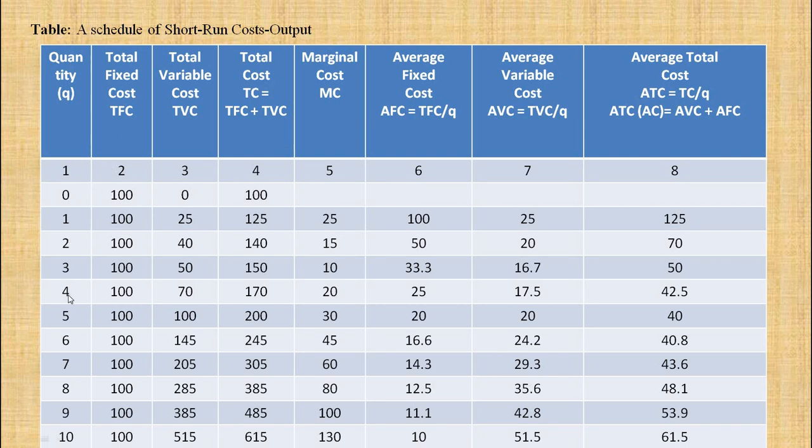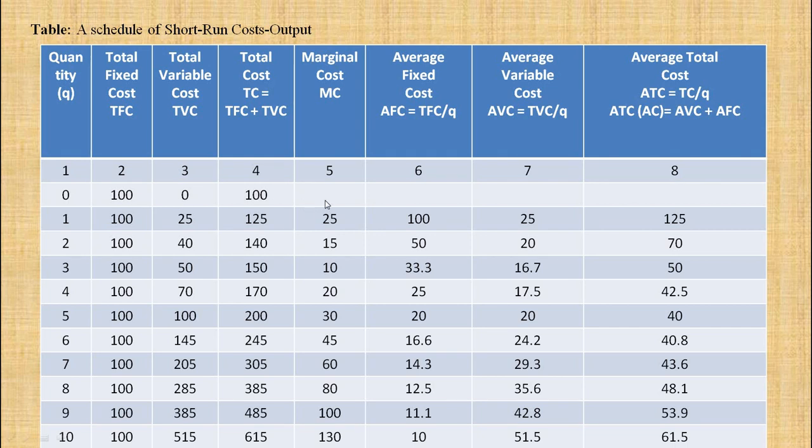When the output increases, see, this is the total table. In the first column, we have shown the quantity. Second, total fixed cost. Third, total variable cost, and total cost is equal to TFC plus TVC, then marginal cost, then average fixed cost, then average variable cost, average total cost. Now as the quantity of production increases, fixed cost is the same, that is 100, variable cost is changing. Now total cost is the addition of TFC and TVC.